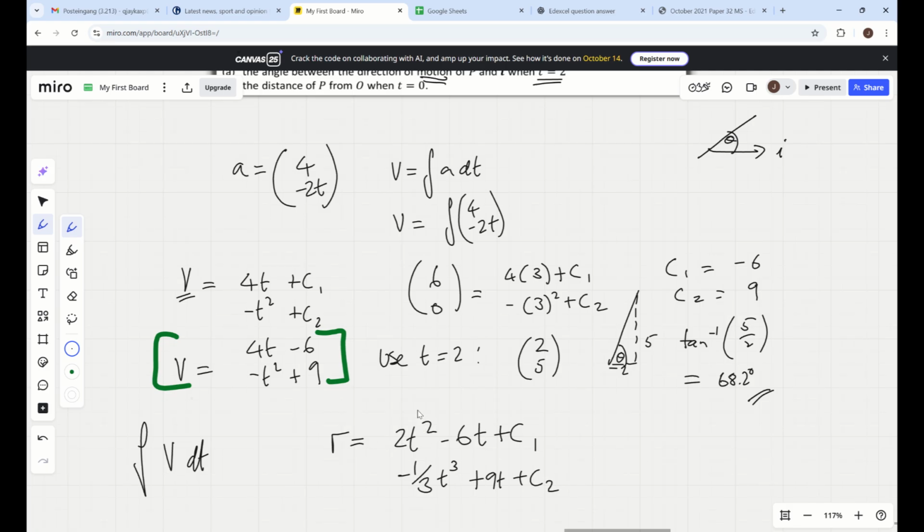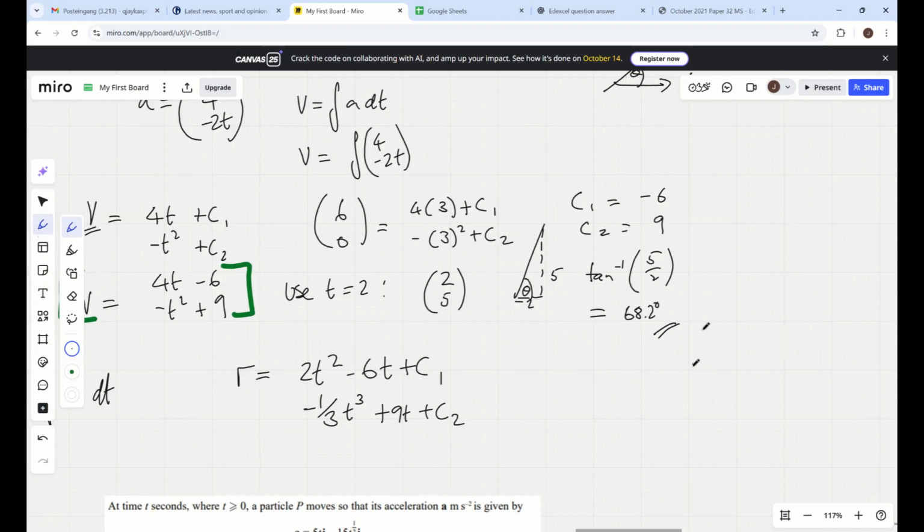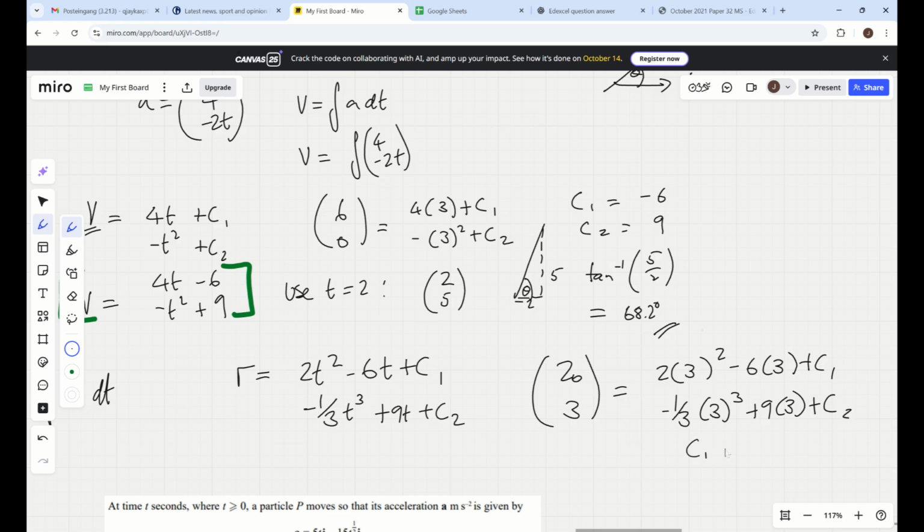And we had some more information to help us work out the C values. So 3 goes with 20 and 3. So let's write 20 and 3 is equal to, okay, and I think hopefully you get the idea by now about what we're doing. Minus a third, 3 cubed, plus 9 lots of 3, plus C2. In the interest of time, I'm going to just give you those values. So C1 ends up being 20, and C2 ends up being minus 15.